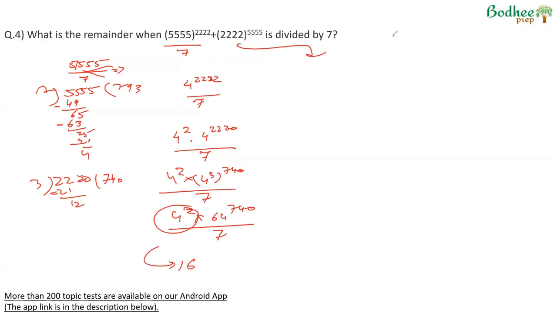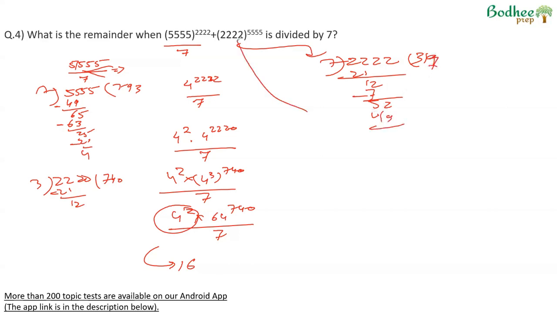Now we look at 2222. 2222 divided by 7: 7 3s are 21, 1 2, 7 1s are 7, 5 2, 7 7s are 49. So the remainder is 3. So this will give a remainder of 3 raised to power 5555. If we take out 3 square from here, we are left with 3 raised to power 5553.